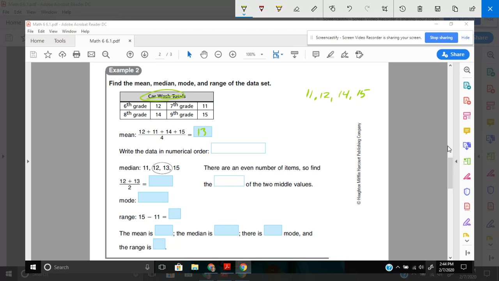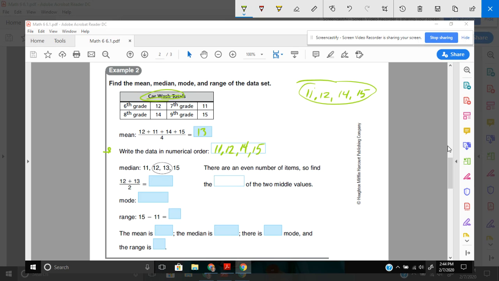And if you think about our numbers here, really they're all around 13. They really would average out to 13. If you're not thinking about doing any math here, all these numbers are close to 13. That makes sense, that is the average, right? Next, it wants us to write it in numerical order. So like I just did here, 11, 12, 14, and 15.